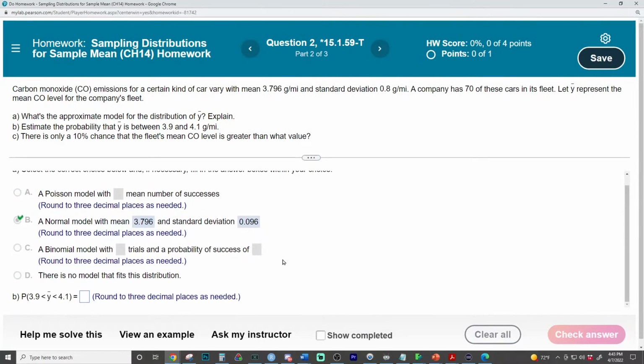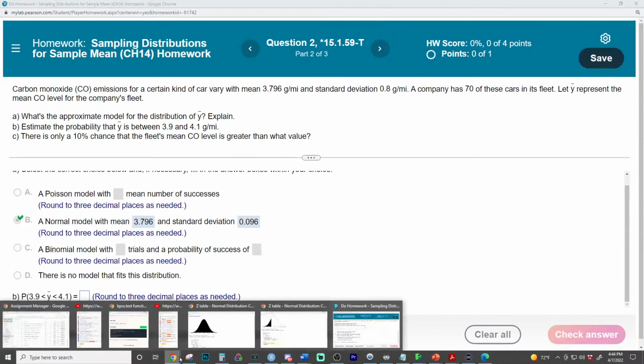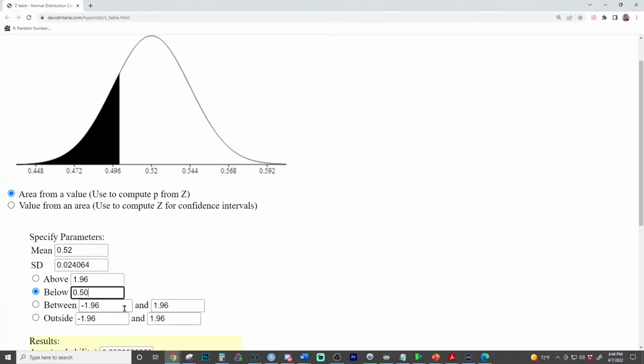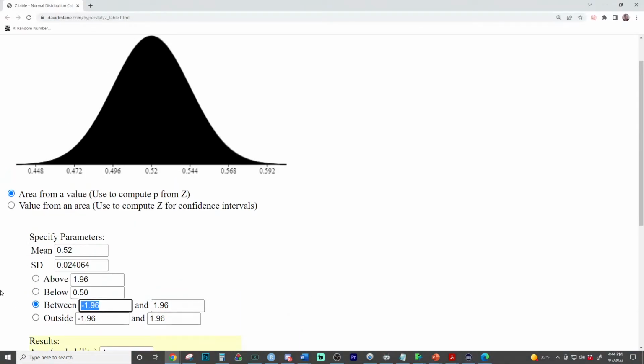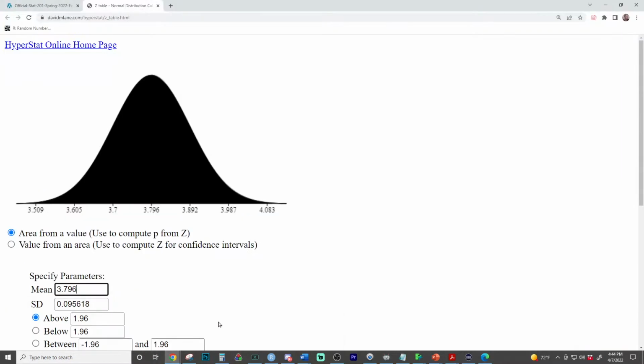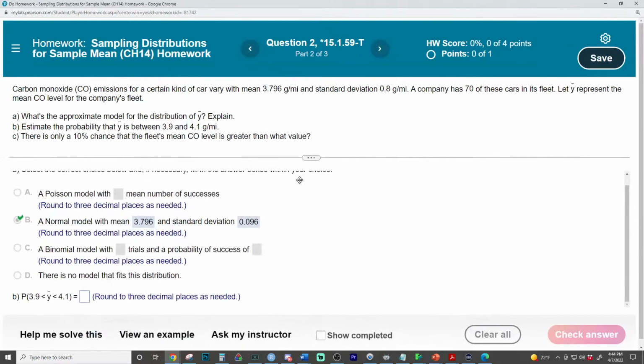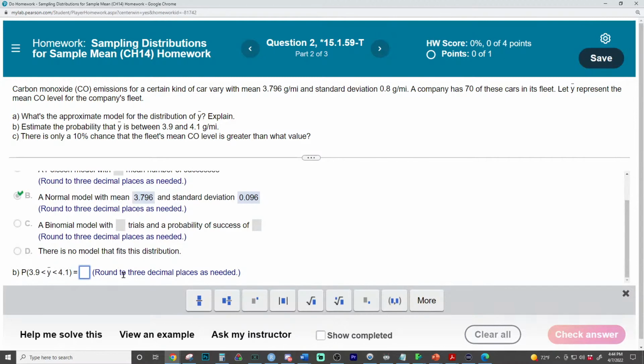Good deal. And now we want the probability between 3.9 and 4.1. So we need to have our David M. Lane drawn because we're going to go between 3.9 and 4.1. I've got the wrong one, that was from earlier. 3.9 is about right here, and 4.1 is off the curve. We could guess this. I'm having a feeling that we can figure this out to 3 decimals.